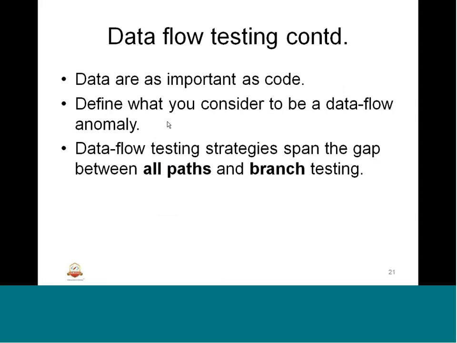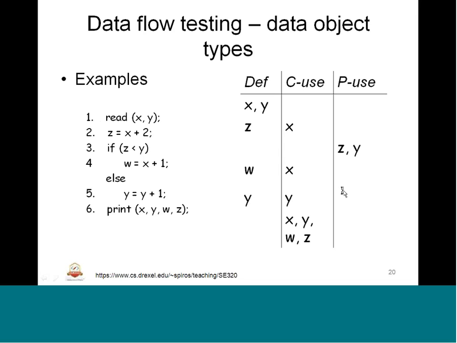The data flow testing strategies span the gap between all the paths and branch testing. So it is not enough to have just branch testing by supplying z and y values and make sure that one path, 1, 2, 3, 4, 6, is done. In decision testing, paths 1, 2, 3, 4 and 6 are done. In the other type of decision testing with the else part executed, path 1, 2, 3, 5 and 6 is executed. Still we would have missed it if the variable is being assigned wrongly, or z is supposed to have x plus 2 and the specification says that should be x minus 2.